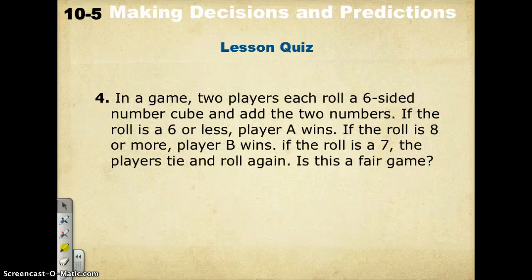Question 4. In a game, two players each roll a six-sided number cube and add the two numbers. If the roll is a 6 or less, player A wins. If the roll is 8 or more, player B wins. If the roll is a 7, the players tie and roll again. Is this a fair game? If necessary, take out your dice chart.